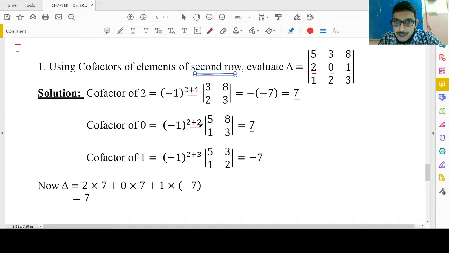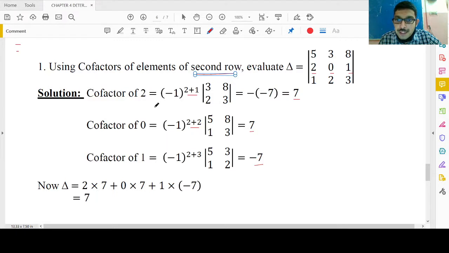So there is no change in the sign because it is minus 1 to the power 4, that is a positive number, so this is multiplied with plus 1. Now similarly, the cofactor of the third element, that is 1 here, in second row, third column, so multiply with minus 1 to the power 2 plus 3. So delete second row, third column, the determinant 5 3 1 2, so that means 10 minus 3. So it will be 7, but because it is minus 1 here, it will become minus 7. So the cofactors of 2, 0, 1 are 7, 7, minus 7.